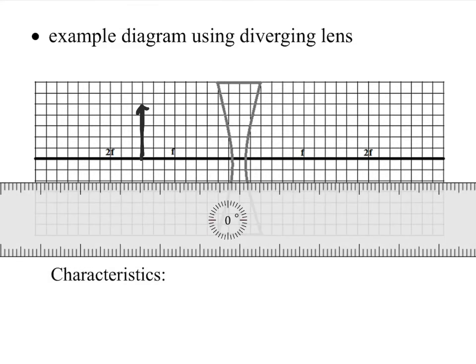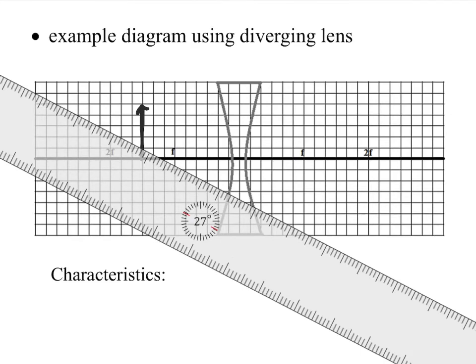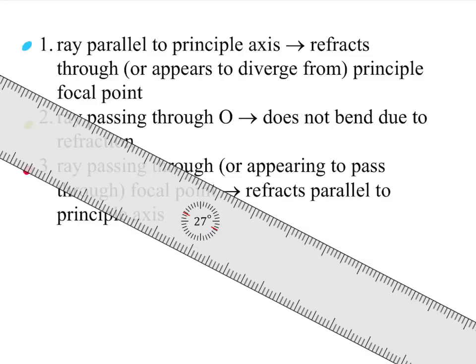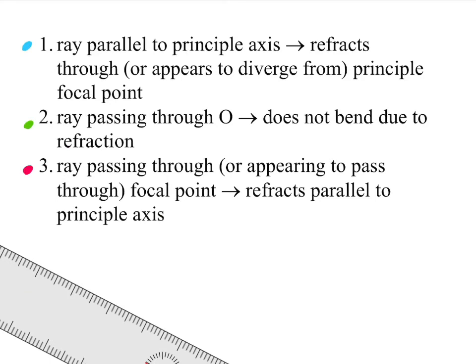So with our convex lens, we would usually, our first one, we would draw to make it go through the focal point and then go parallel.